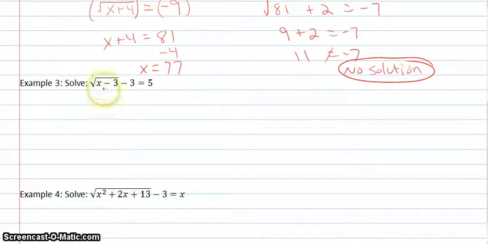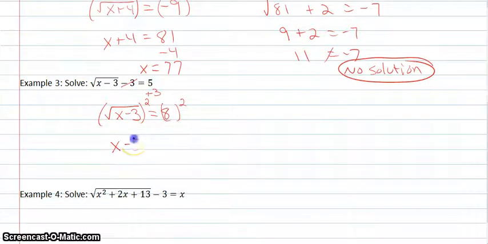On example 3, we're going to start the same way we did earlier and isolate the radical. So I'm going to add 3 to move it to the other side. So I'll have the square root of x minus 3 equals 8, and then I'll square both sides. So I'll have x minus 3 equals 64. Then I'll add 3, so x equals 67.